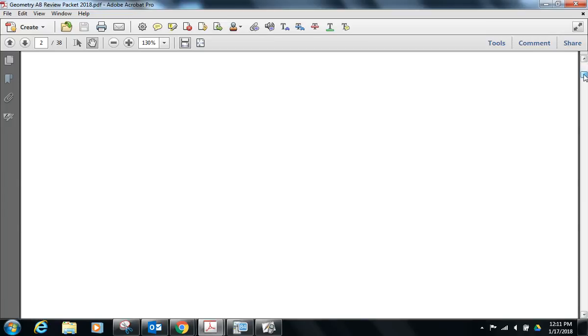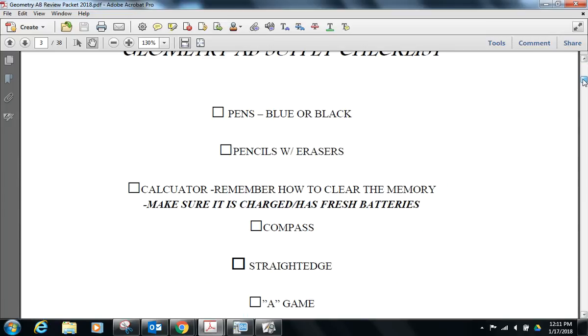So if you go to your packet, you'll see a supply checklist that I just want to cover real briefly with you right now. And you can ask any questions you need to about it. Make sure you bring some blue or black pens. Everyone ready for this little note here? The entire test is going to be done in pen, except for any construction or graph you do. Okay, entire test. Anything you think will be in pen, except for a construction or a graph.